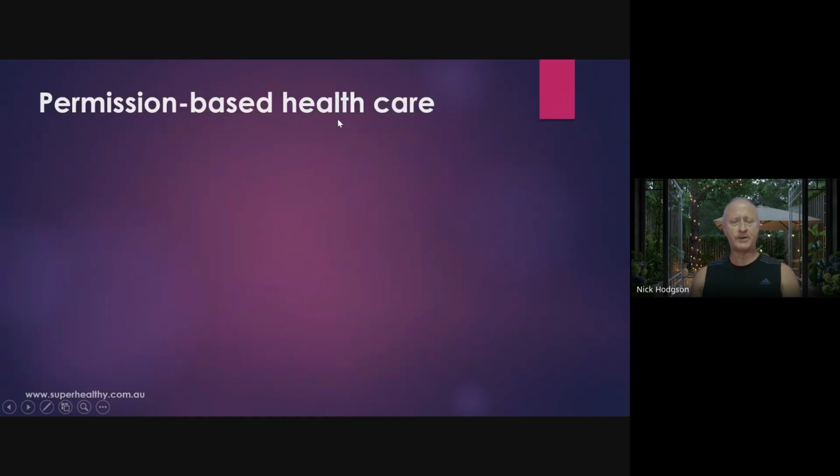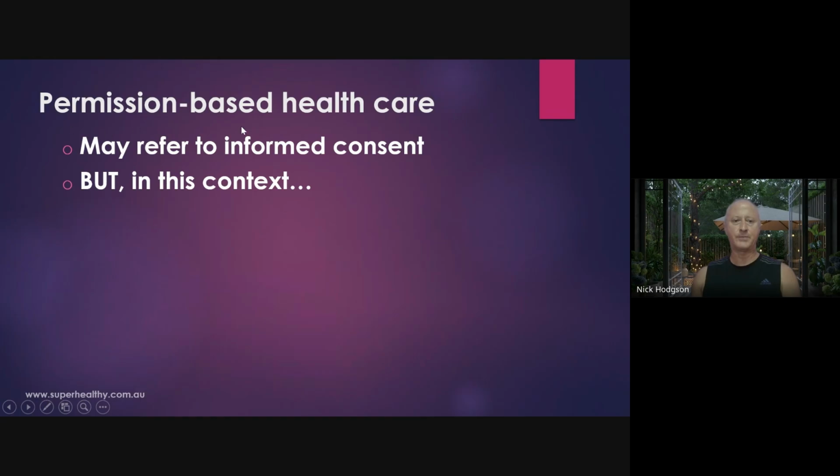So permission-based healthcare. If you think about the term permission healthcare, you're probably thinking about informed consent, which is a conscious and cognitive process between a practitioner and a patient, where the practitioner informs the patient of all the risks and benefits of their proposed management, and then the patient makes a conscious, informed consent. They inform the practitioner that they're willing to go ahead with that treatment. So we're not talking about that here. We're talking about a different type of permission.